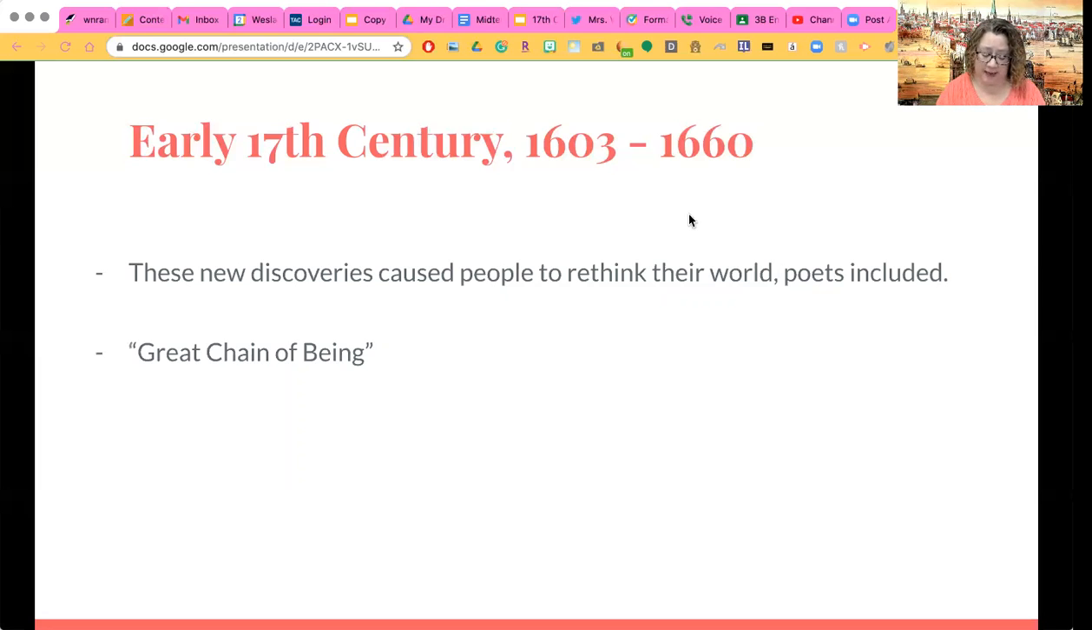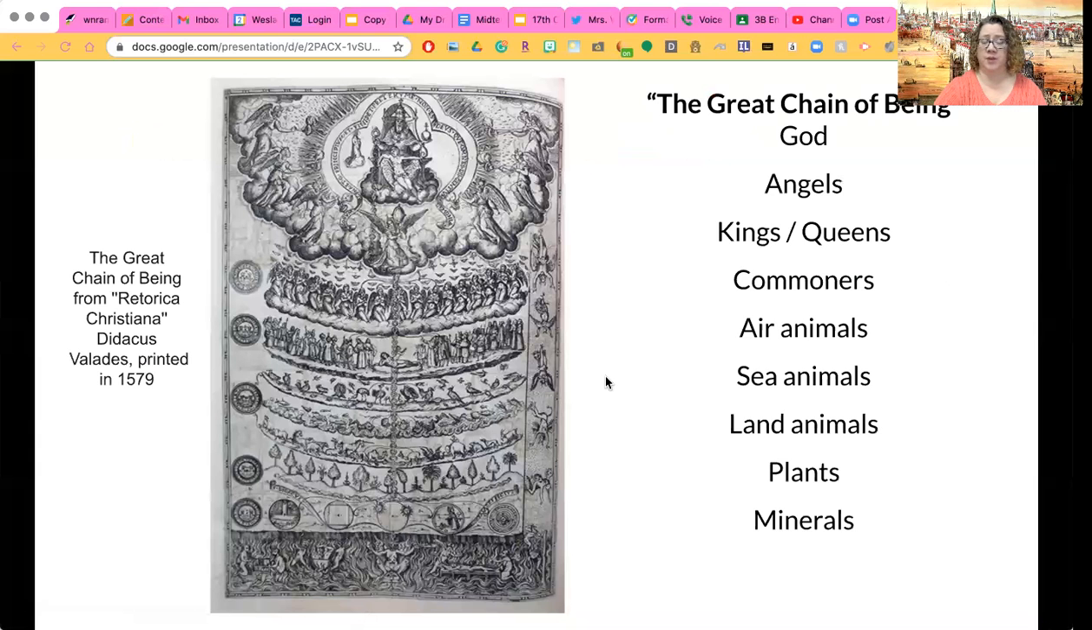So another topic is the Great Chain of Being. You may or may not already know that, but that will come up quite a bit in Paradise Lost. And it's also a concept that is important to the time period because it demonstrates religious belief and also the hierarchy of living elements. So let me show you the Great Chain of Being.